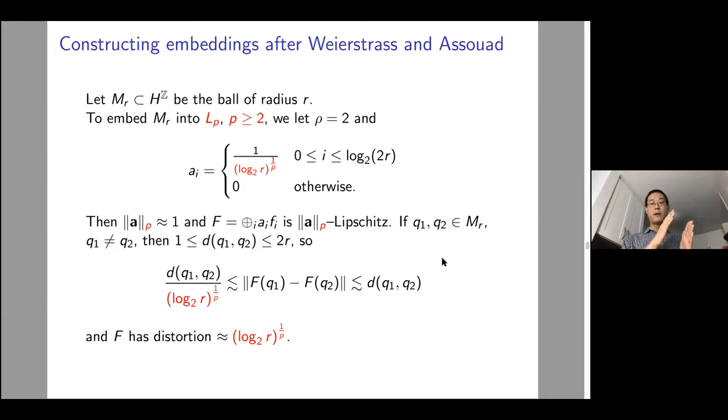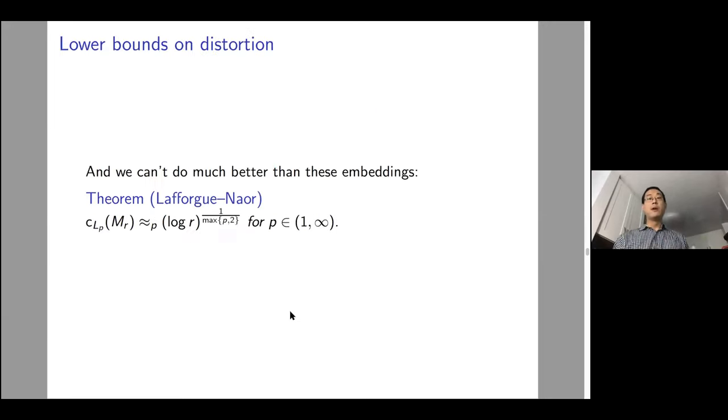So the lower bound on the distance between fq1 and fq2 is a little bit bigger, and so the distortion of this map is a little bit less. It's going to be the pth root of log r rather than the square root. And so as p goes to infinity, we're getting better and better embeddings. And these are really roughly the best that we can do. There's a lower bound on distortion due to Lafforgue and Naor, which shows that the LP distortion of the ball of radius r in the lattice is on the order of log r to the 1 over the maximum of p and 2 when p is greater than 1.